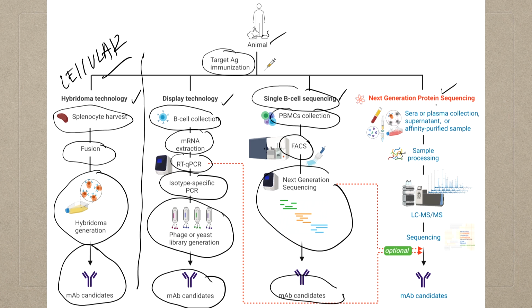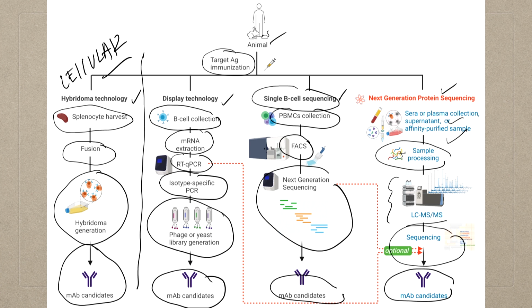Similarly, you have next generation of protein sequencing, where sera or plasma is collected, supernatant and affinity purified sample, sample processing, then you go through LCMS, MS, then you do a sequencing, and you have the MAB candidate. So you look at it, there are multiple ways how you can generate monoclonal antibodies. And this is just a snapshot of all the technologies which are available at your disposal.